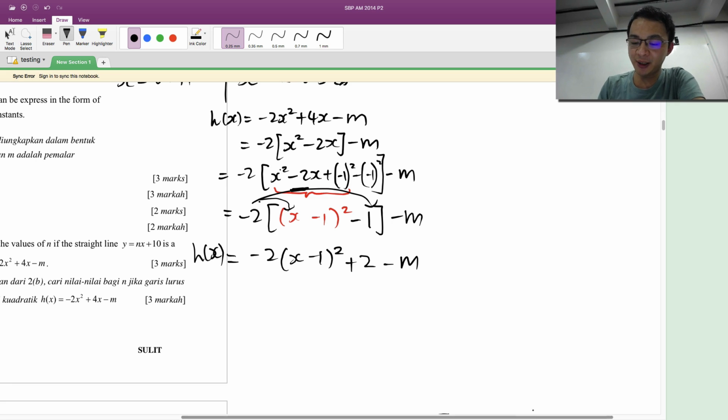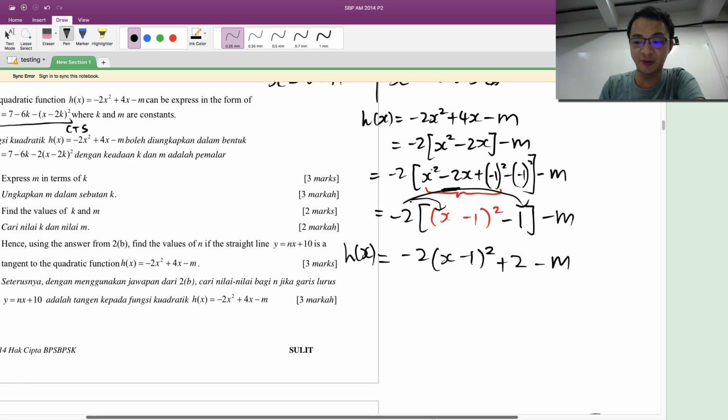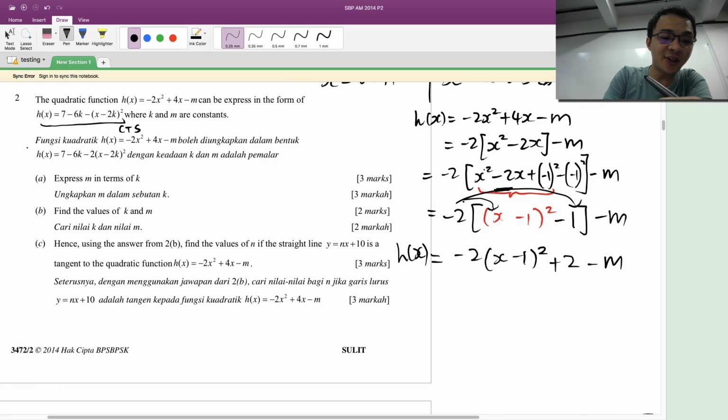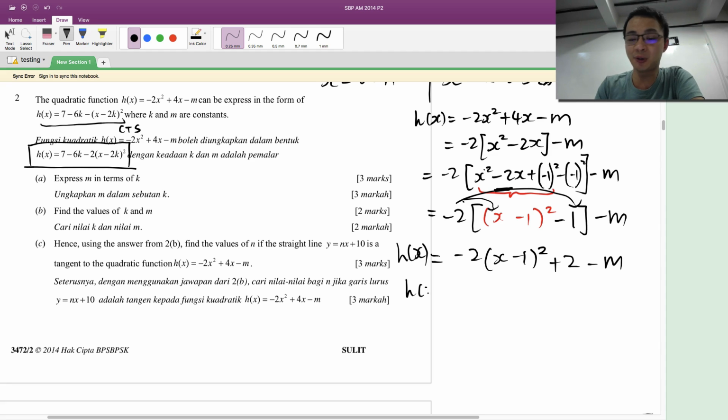Of course, I will compare this h(x) with the h(x) given there. The h(x) given here is actually this equation, isn't it? So I will try to rearrange, make them look alike. So what I will do next is basically I move the 2 minus m to the front, and then this one I just continue, right? Minus 2 (x minus 1) squared.